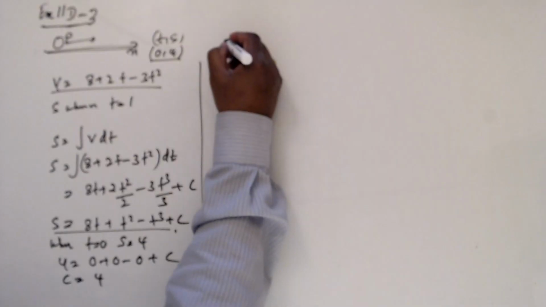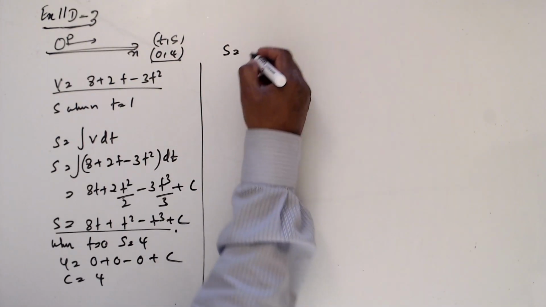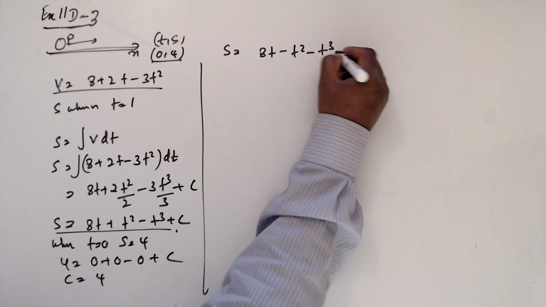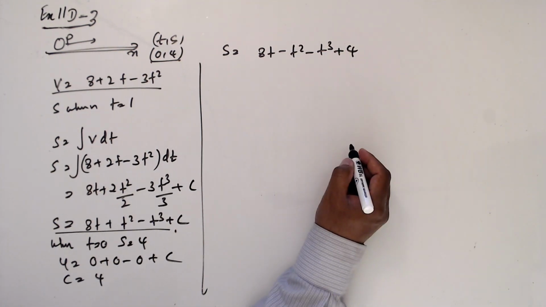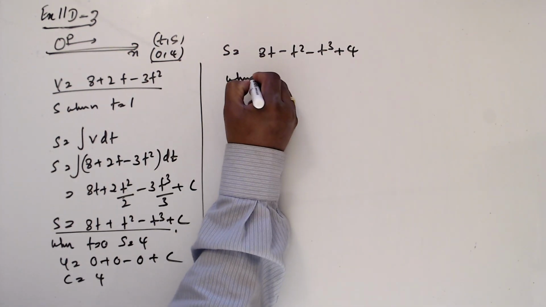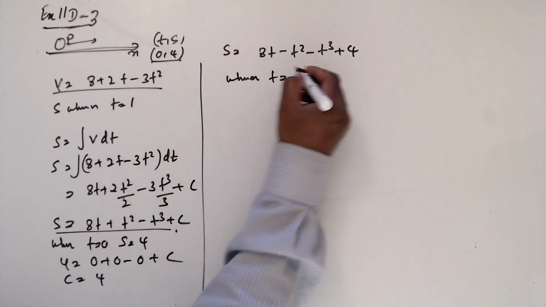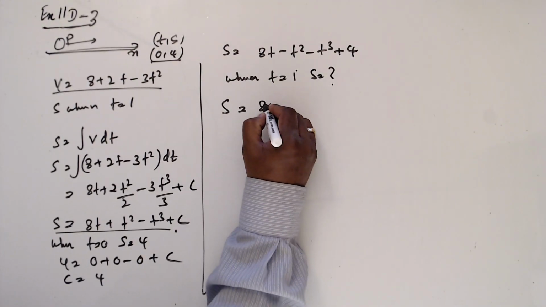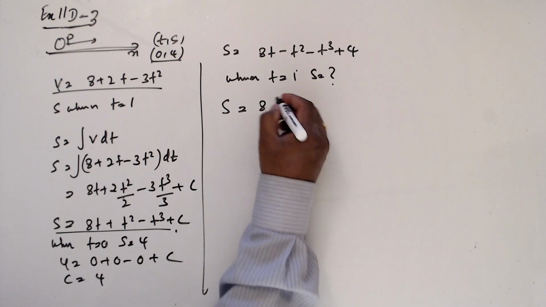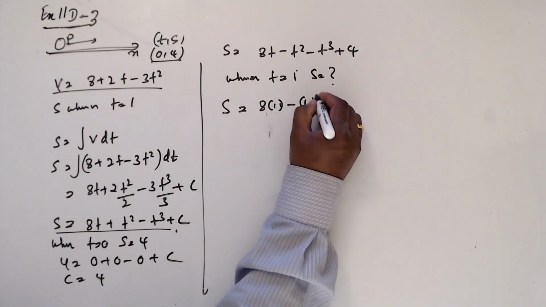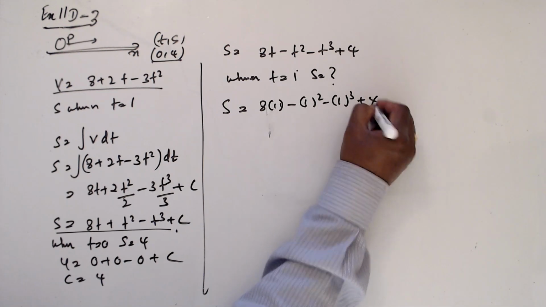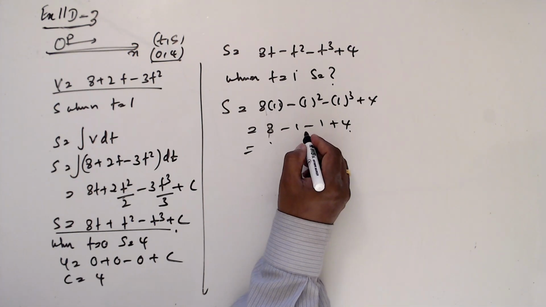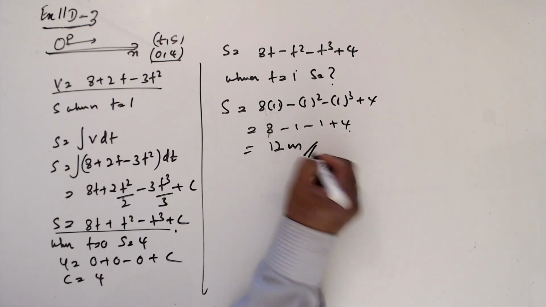Now we have the equation s equals 8t plus t squared minus t cubed plus 4. Now we want to find s when t equals 1. So we substitute. I'd rather put it in brackets: 8 times 1 plus 1 squared minus 1 cubed plus 4, that is 8 plus 1 minus 1 plus 4, which is 12 meters.